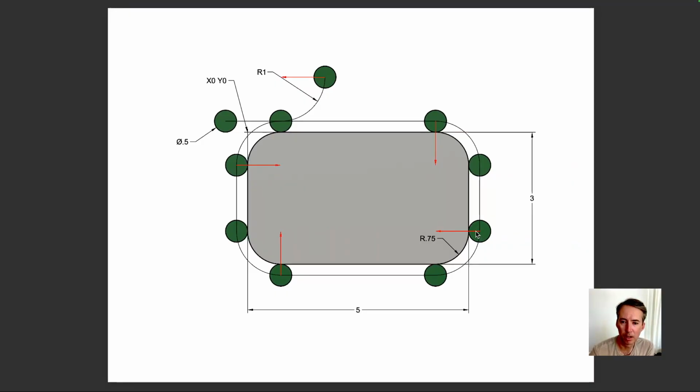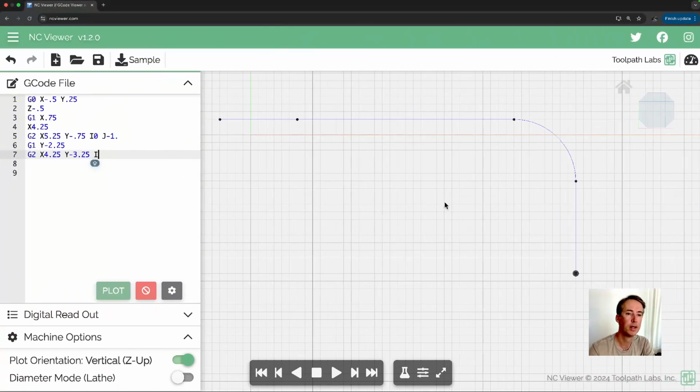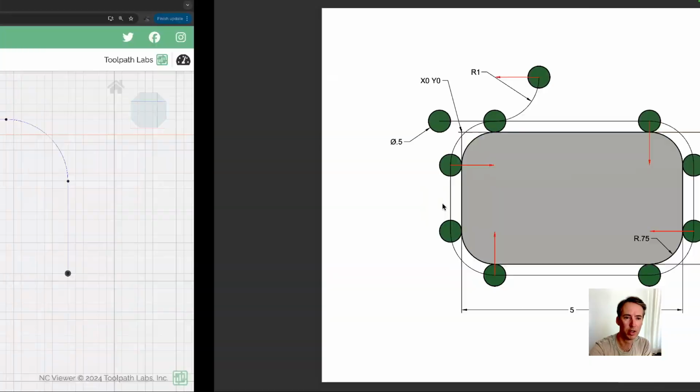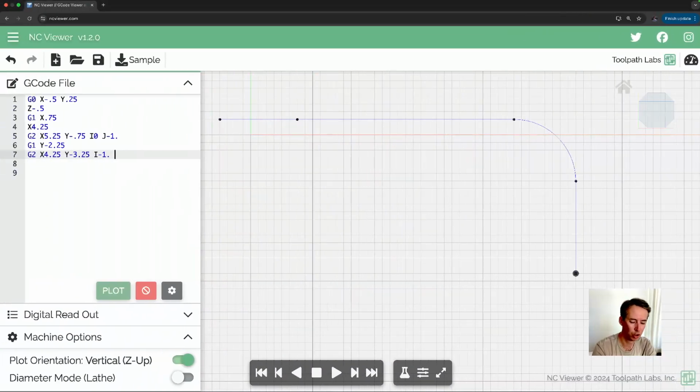Okay, now we're looking for an I. So from here to the center of this arc is the radius of the tool plus the radius of the arc, or the radius of the part. So that's actually 1 inch, but it's going in the x negative direction, so it has to be negative 1. So I negative 1 with a decimal. And then along the y direction, that's actually no change from here to here. So we can just say J0.